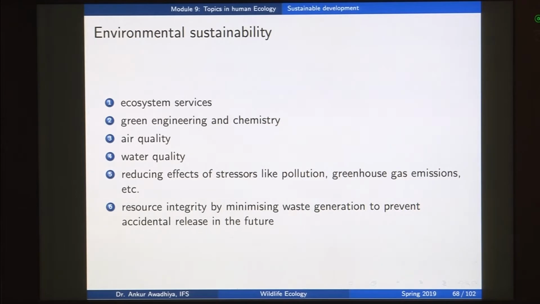Or probably if we are manufacturing electricity using nuclear reactors and we are generating a huge amount of waste and we are storing this waste somewhere, it is possible that in future there might be some leakage from this facility and all these radioactive nuclides will come out. So, these are the things that we talk about in environmental sustainability.